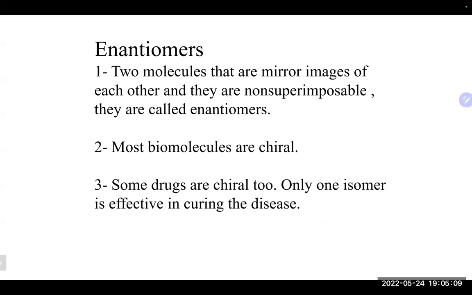So two molecules that are mirror images of each other and non-superimposable are also called enantiomers. A lot of biomolecules are chiral. Some drugs are also chiral, but only one isomer may be effective in curing a disease.